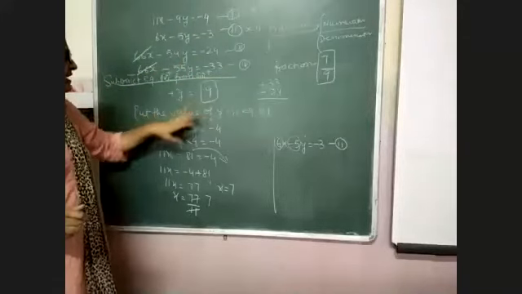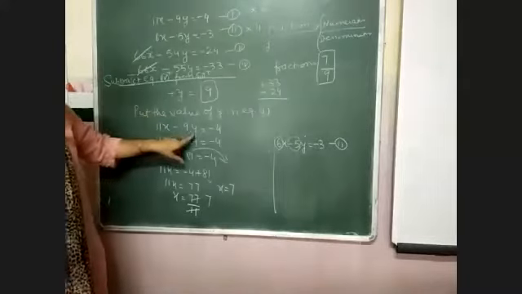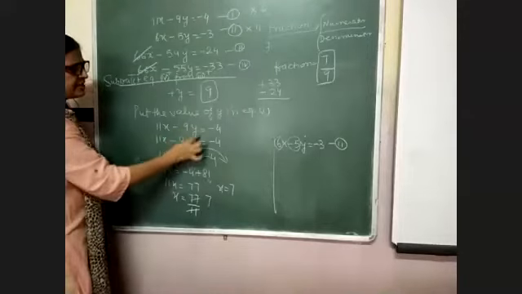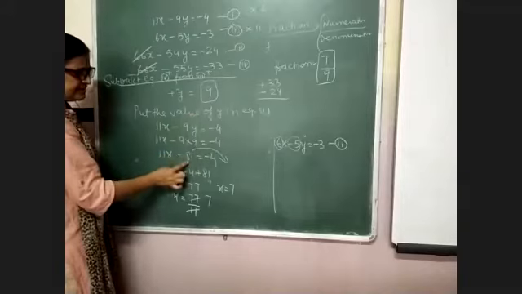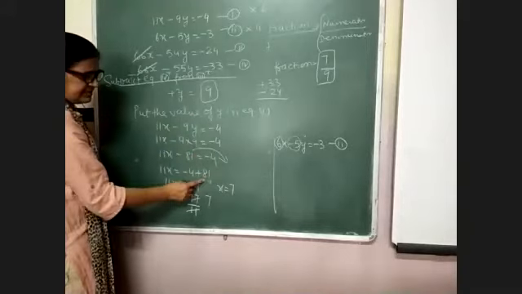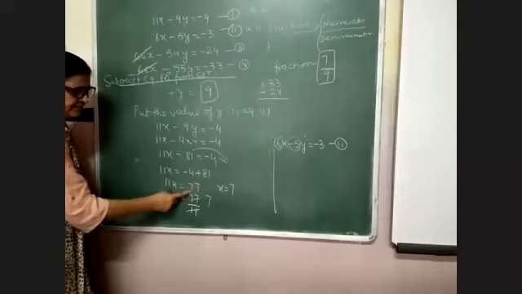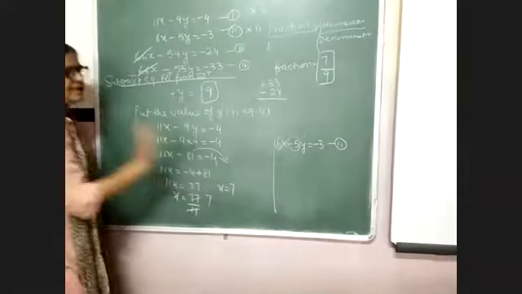Now put the value of y in equation first. Equation first is 11x minus 9y equals minus 4. Now in place of y, put the value of 9. 9 nines are 81, transpose minus 81 to the right hand side. Now subtract 4 from 81, it becomes 77. So the value of x is 7.